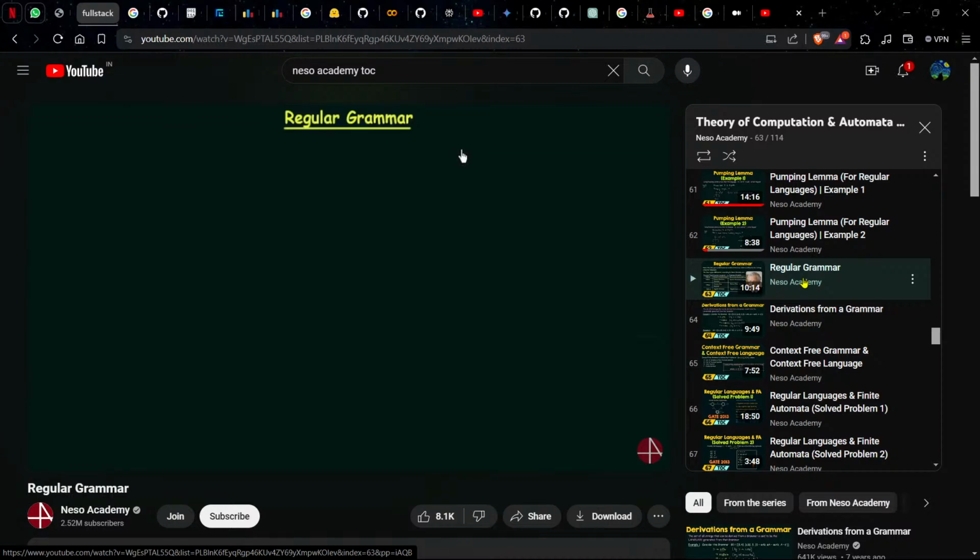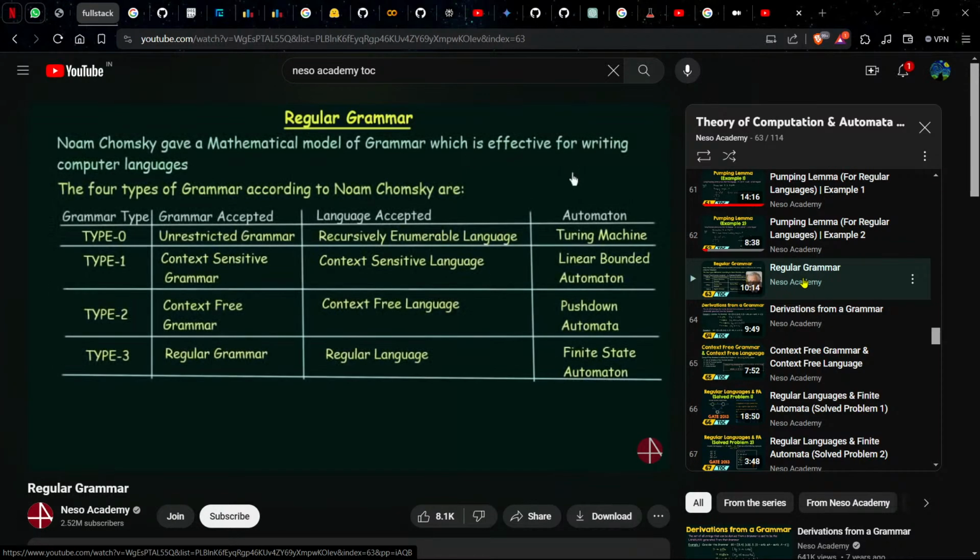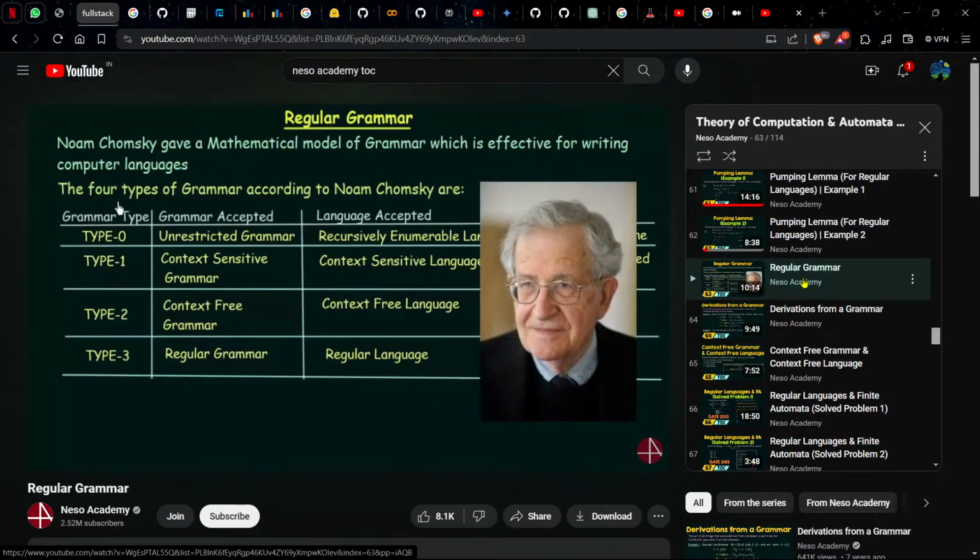In the same way, for writing computer languages also, there is a mathematical model of grammar which is used to write the languages in the correct way. So Noam Chomsky gave a mathematical model of grammar which is effective for writing computer languages. And according to Noam Chomsky, there are 4 types of grammars which we will discuss here.